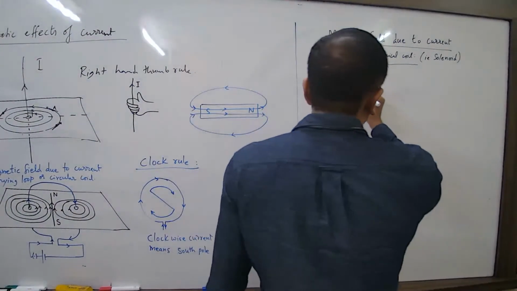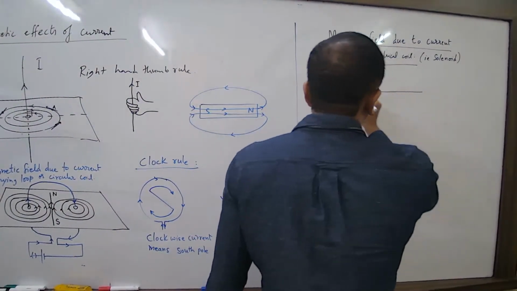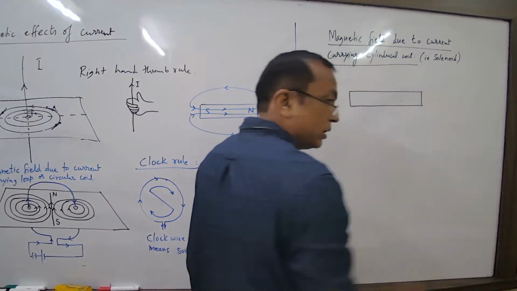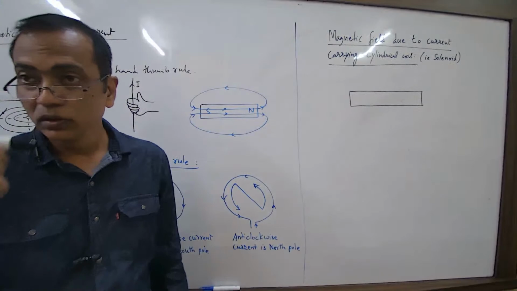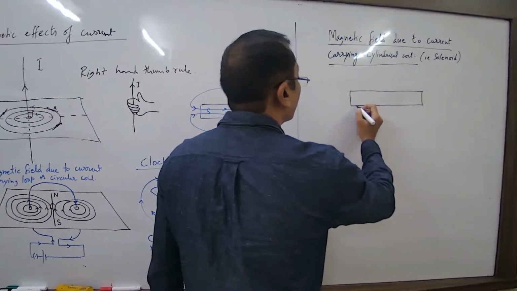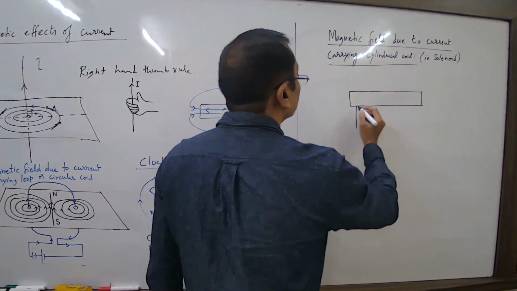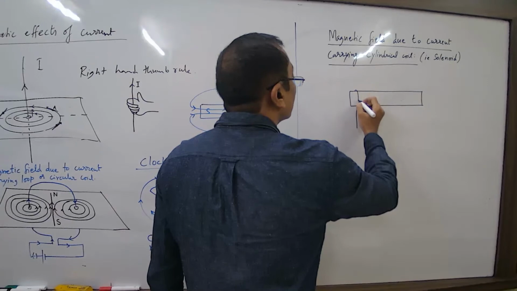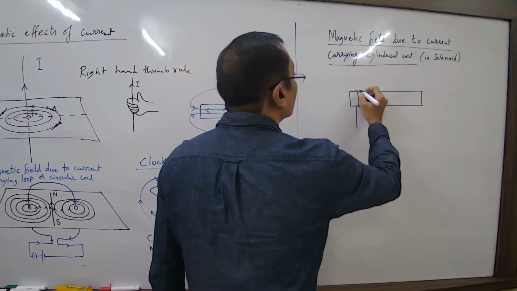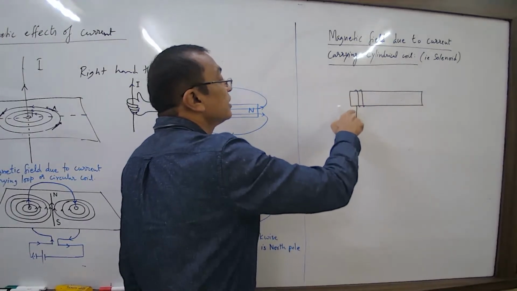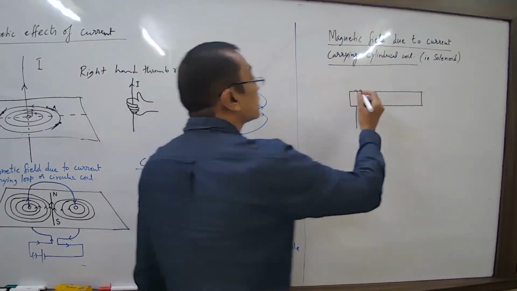So how to draw the diagram? First you draw the core. Okay, so this is your rectangular core. Then you wind the wire like this. Let's say I am winding from behind.